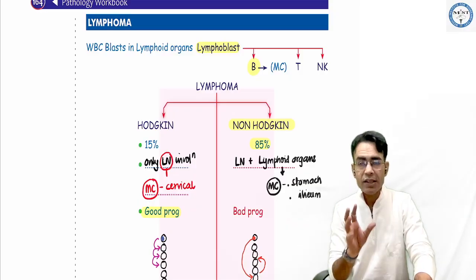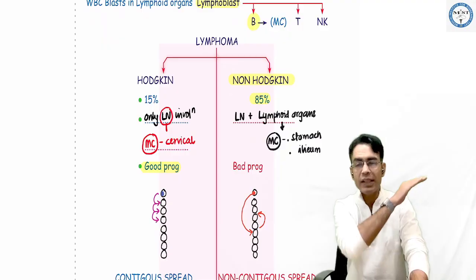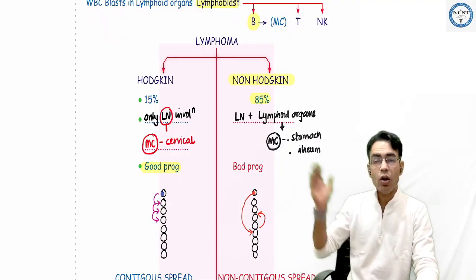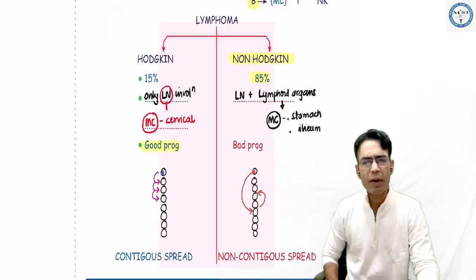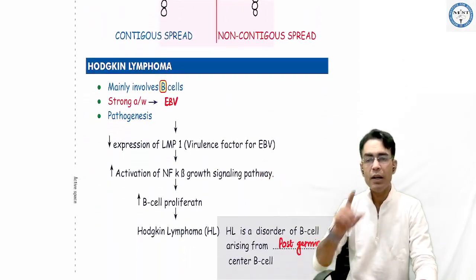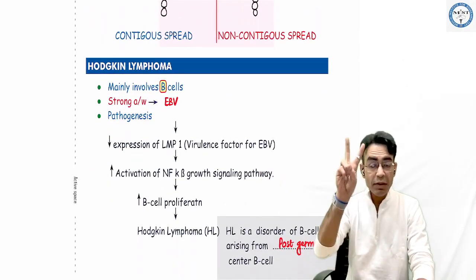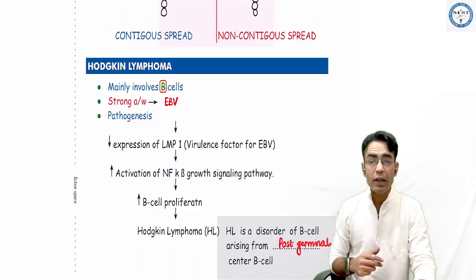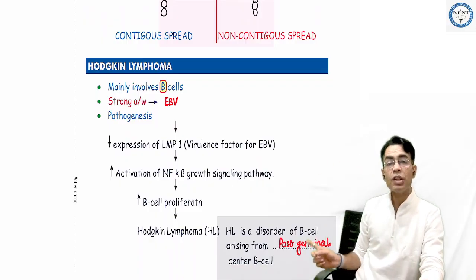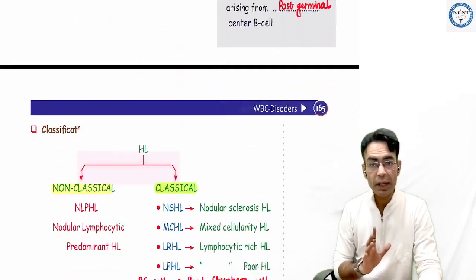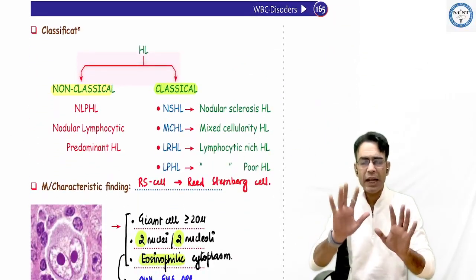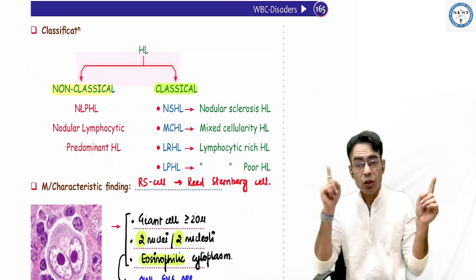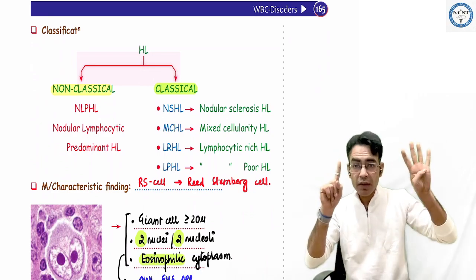ठीक? Hodgkin's are good prognosis. Why? Because they are having a contiguous spread, one after another. Non-Hodgkin's vague spread, so bad prognosis. Hodgkin's lymphoma, B cell involvement, EBV virus. आपने दिया ना CR2, CD21, EBV enters through it, and which B cells, post-germinal B cells are involved. ये आपने याद रखना है. Hodgkin's lymphoma 5 types. अब दोबारा समझाना नहीं है बेटा, आपको याद होगा. Classical, non-classical. Non-classical only one type, classical 4 type.